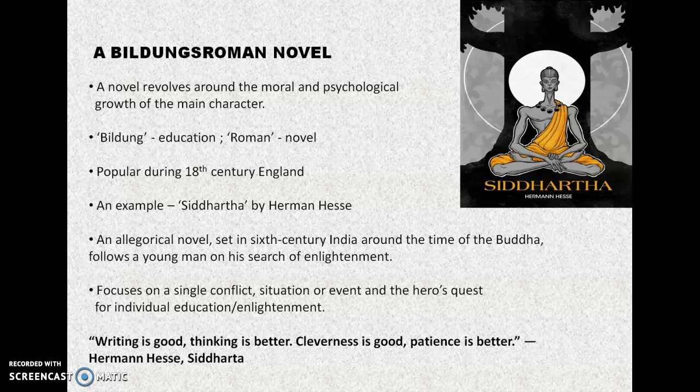It is an allegorical novel set in 6th century India around the time of the Buddha, which follows a young man on his search for enlightenment. It focuses on a single conflict, situation, or event and the hero's quest for individual education or enlightenment. Likewise, The History of Tom Jones follows the same pattern of building the character of Tom Jones and revolves around his growth of personality and educates the reader about the character.